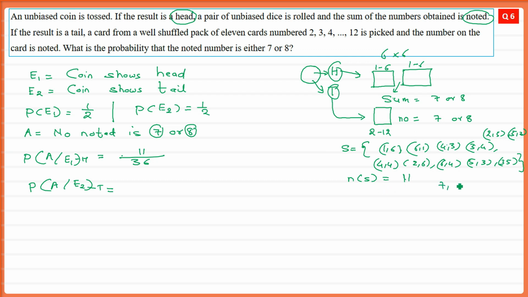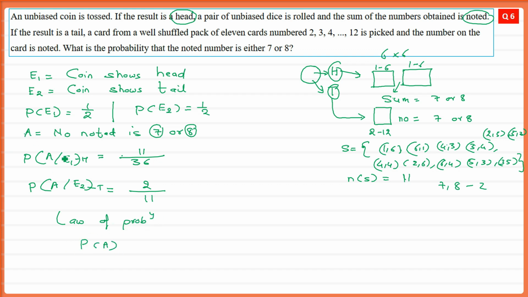Coming to the second part, the card can produce 7 or 8, so there are two possibilities only, and in all there are 11 cards. It's given in the question. So 2 by 11 is the probability of getting 7 or 8 when a card is randomly picked from 2 to 12. So now applying the law of total probability.